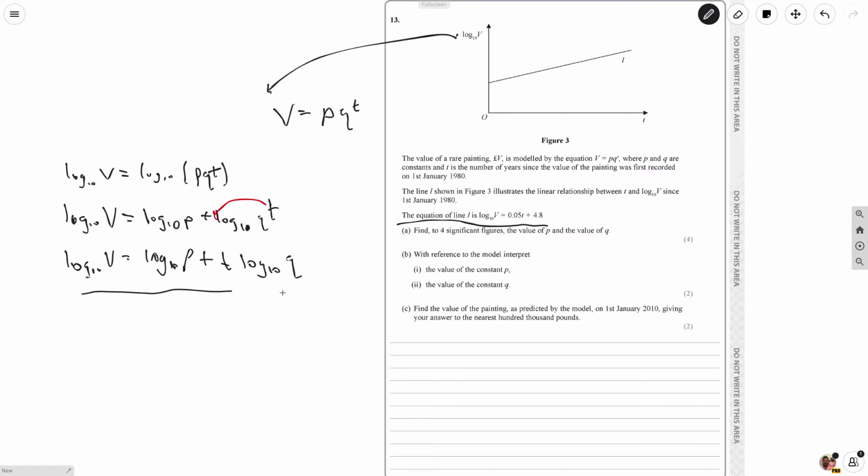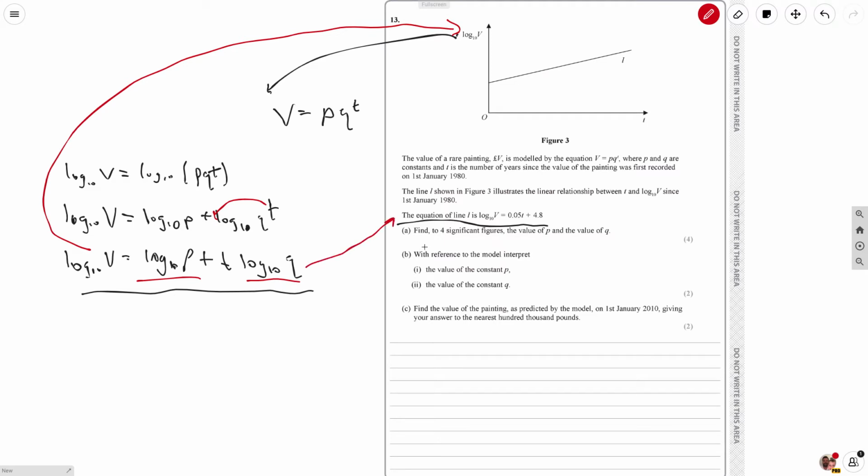Once you get to this line, you should see that it looks a bit more like a straight line graph. What I mean by that is that this is just a number, and then this is also just a number. So when you look at the right hand side, it is linear. It's a linear function of t. It's a number times t plus a number. Now, as long as we plot log to the base 10 of v on here, then this will be a straight line. Now all we've got to do is match it up with this.